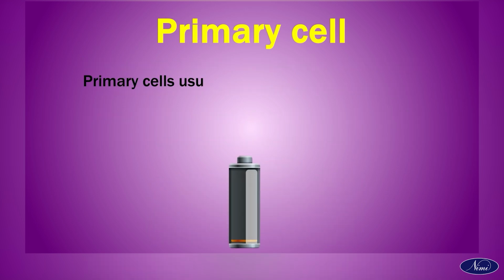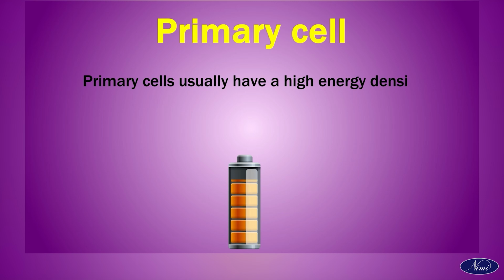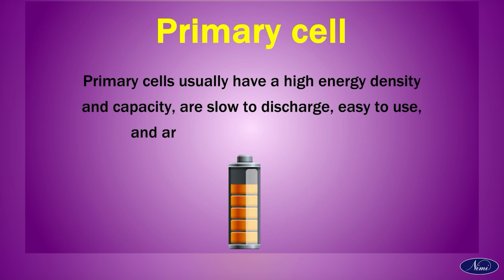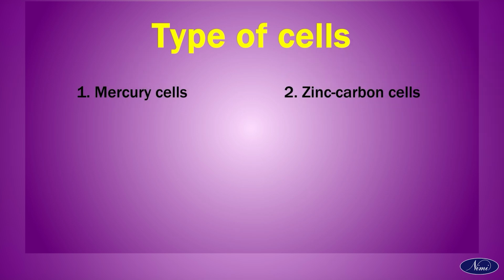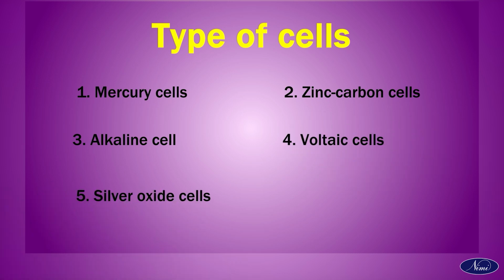Primary cells usually have a high energy density and capacity, are slow to discharge, easy to use, and are not excessively expensive. Types of cells: mercury cells, zinc carbon cells, alkali cells, voltaic cells, silver oxide cells, lithium cells.